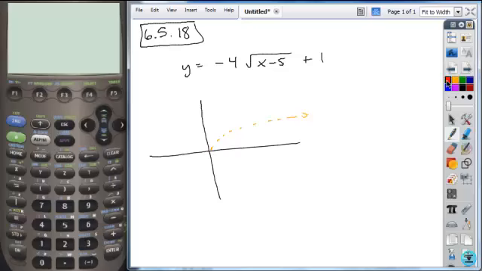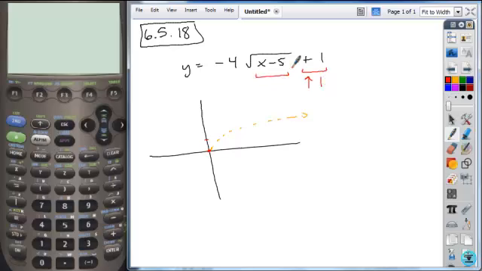And now what we're going to do with this parent graph is we're going to shift it vertically up 1. So this point right here is the point that we're going to be moving. So we're going to move that point up 1. Okay, that's the plus 1. So this moves up 1.